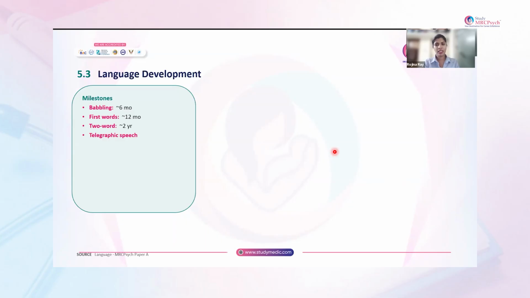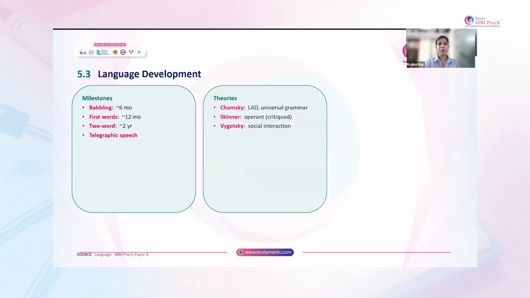There are several theories which explain how language develops. One is by Chomsky. Chomsky proposed that there is a language acquisition device, which suggests that children are born with an innate ability to learn language. They have a universal grammar. But what did Skinner propose? Skinner believed that language is learned through operant conditioning with reinforcement and imitation. However, this theory cannot explain the child's ability to produce novel sentences. Then Vygotsky emphasized social interaction, and language develops through communication with parents, caregivers, and people who are more knowledgeable than them.